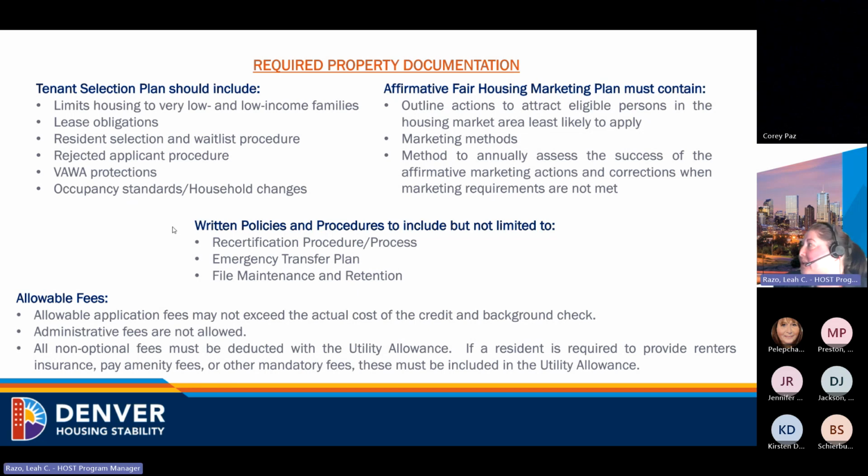Affirmative fair housing marketing plan. Some of the things that your marketing plan should contain is how you're attracting eligible persons, what methods you're using to market, and a method to annually assess the success of the affirmative marketing actions and corrections when the marketing requirements are not met.